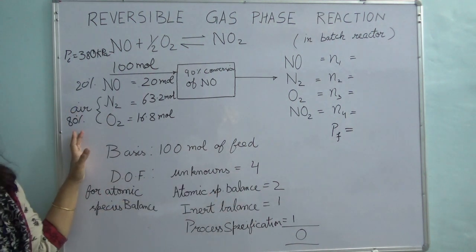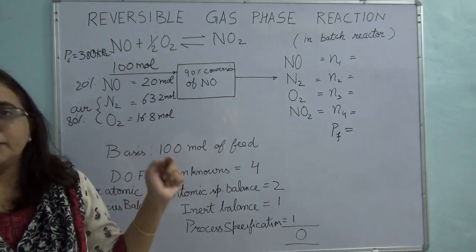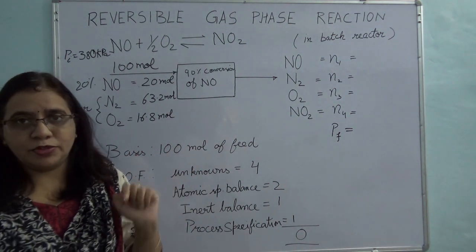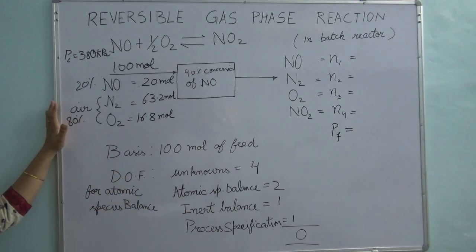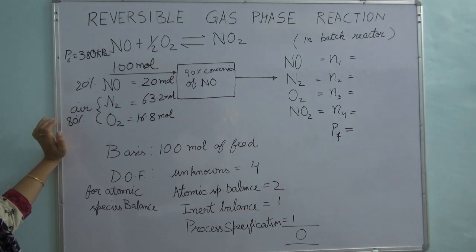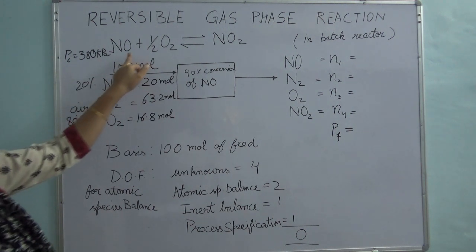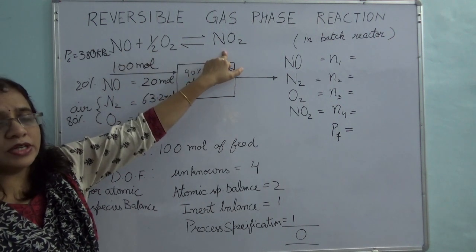This is the problem I have taken from Felder. It's an unsolved problem and the problem statement is given in the description box. You can go and check it out there. I will explain the problem briefly to you before solving it. Okay, so the reaction which is taking place is NO reacts with oxygen to give you NO2.